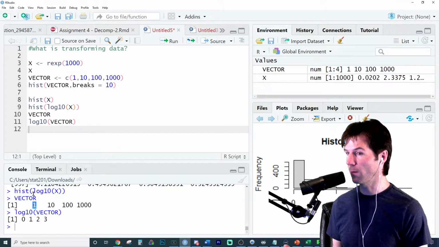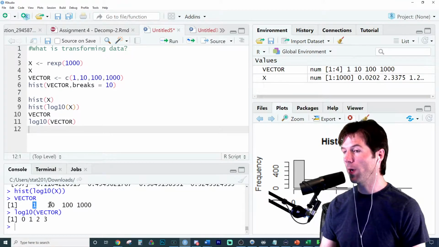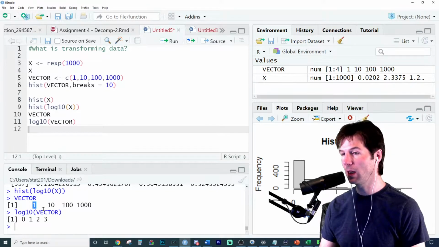You'd have to raise 10 to 0. 10 to 0 is 1. What power do you raise 10 to get 10? You raise it to 1. What power do you raise 10 to get 100? You raise it to 2.